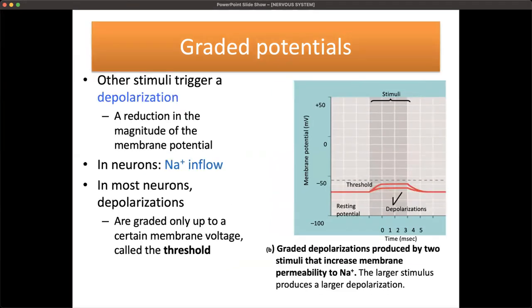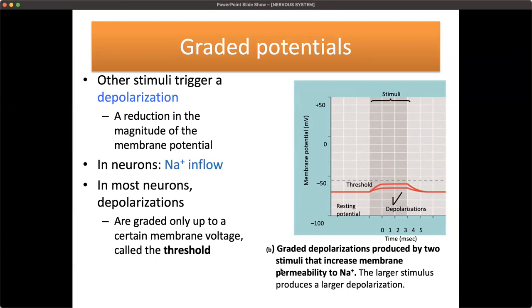Now we look at the depolarization, a reduction in the magnitude of the membrane potential. In the neuron, it actually happens when there's a sodium ion inflow, or sodium ions diffuse into your neuron. In most neurons, the depolarization happens only up to a certain membrane voltage called the threshold. This is the threshold over here. If you look at the dotted line, there's a threshold.